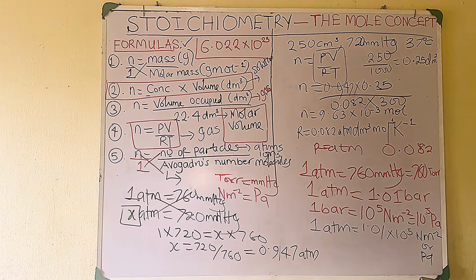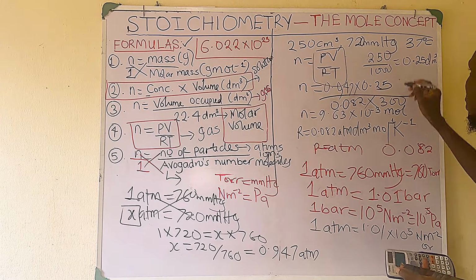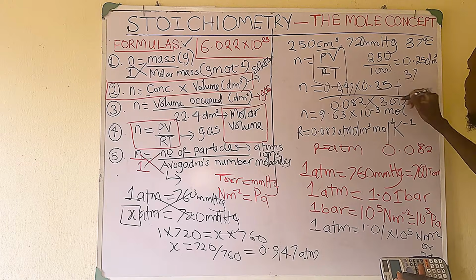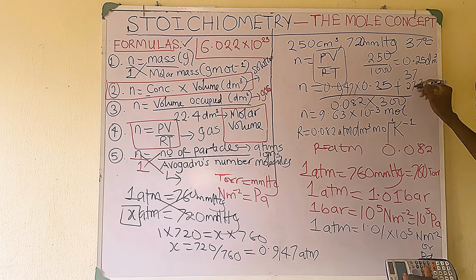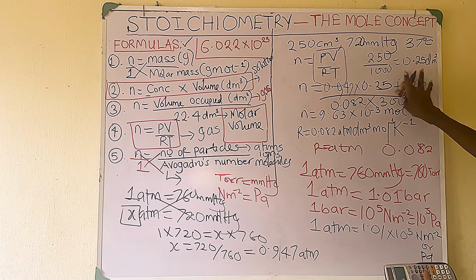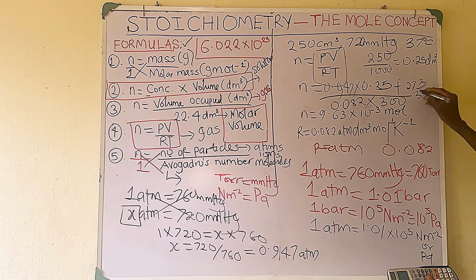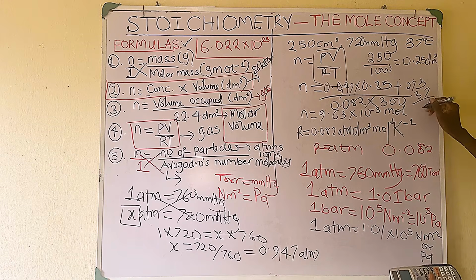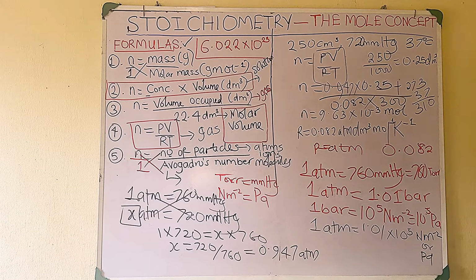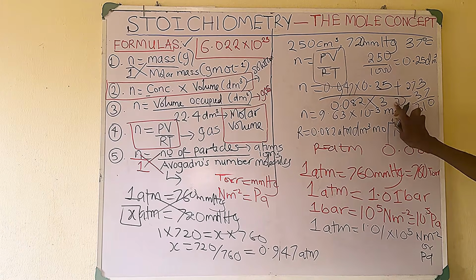And oh, this is 37, not 27. So you must be very careful actually. I'm just in a hurry. I want to solve these things very fast. So 37 plus 273 is going to give you 310, not 300. So if you change this to 310, let's quickly just do it with 310.